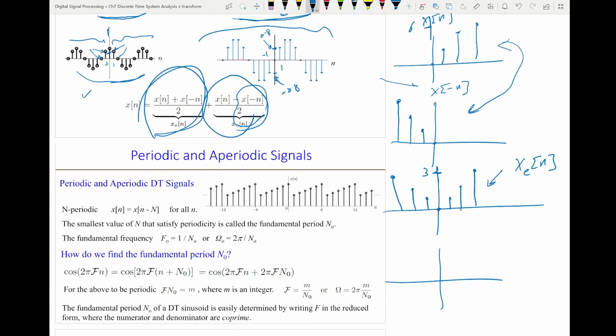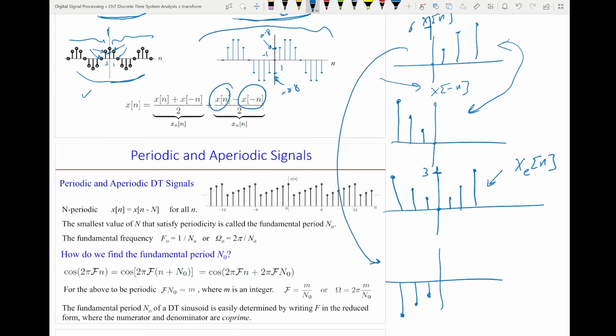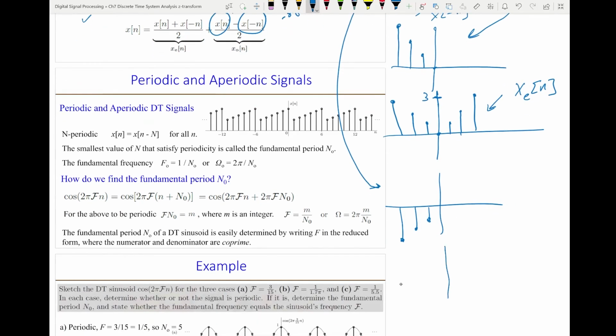And to get the odd one, let's create this, minus x of minus n. So this is x of minus n. Now I multiplied by minus, so that will be this. Let's clean up. Now if I add this with this one, basically I add the original signal with this one and divide by 2, I will get this one. Now that's an odd function. And this again will be 3.